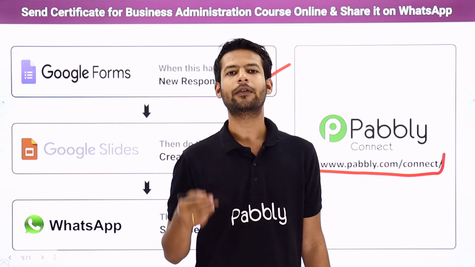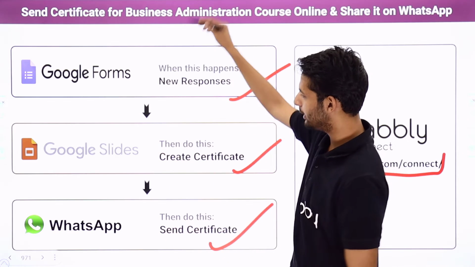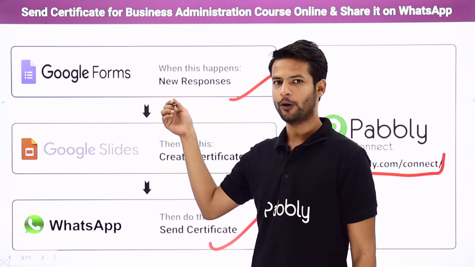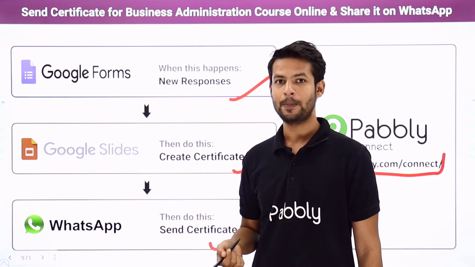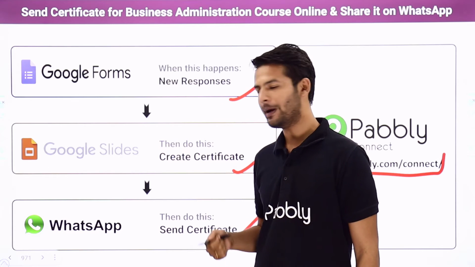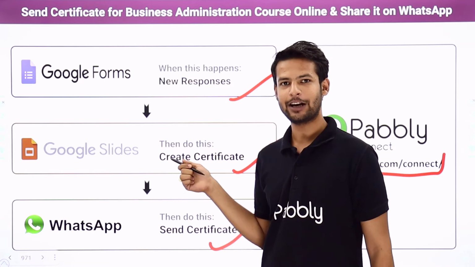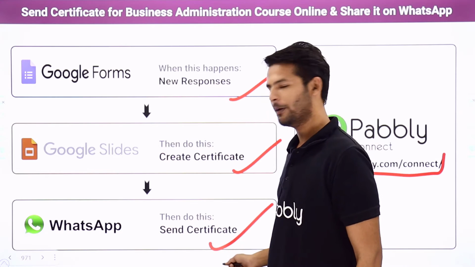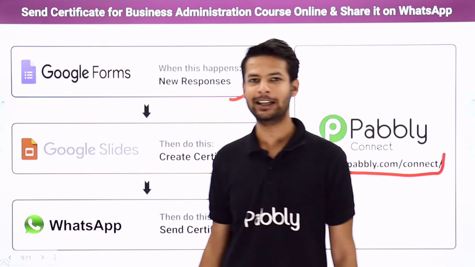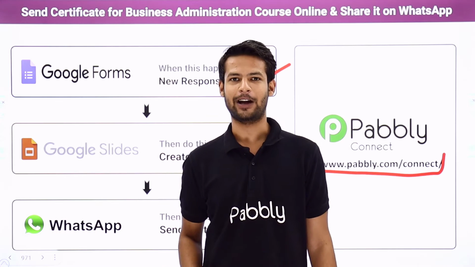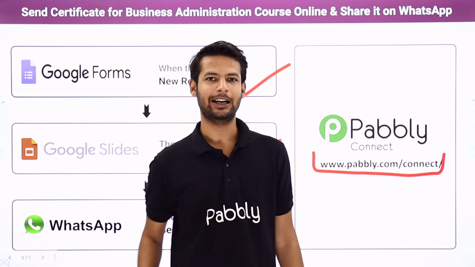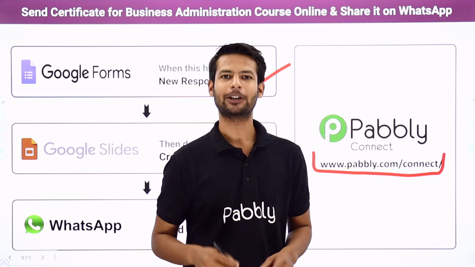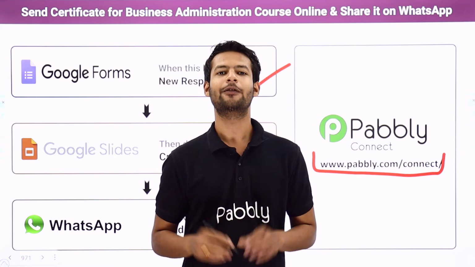What it will do, it will help us to link all of these applications together so that every time the student fills up the form which you have created for them, okay? On successful form submission, automatically the certificate will be created for that individual student, and again automatically it will be sent to them on WhatsApp. Isn't it amazing? Now let me tell you one more amazing fact. To use this software Pably Connect, you need not be from a technical background. A non-technical person can also use this software very easily.